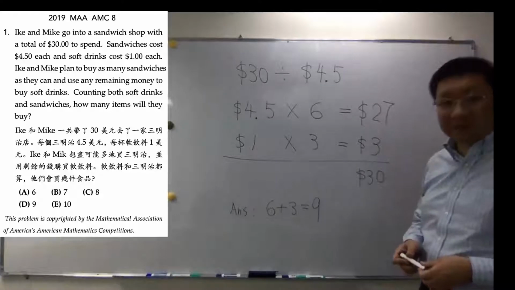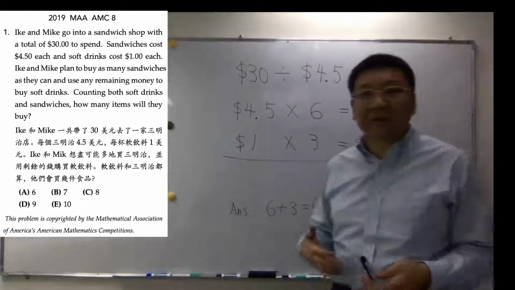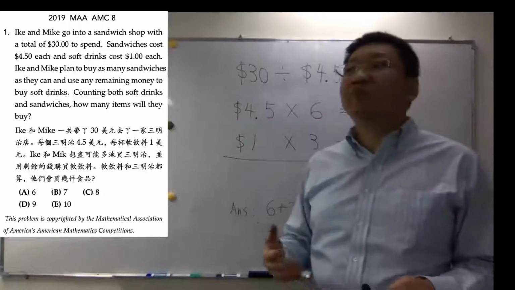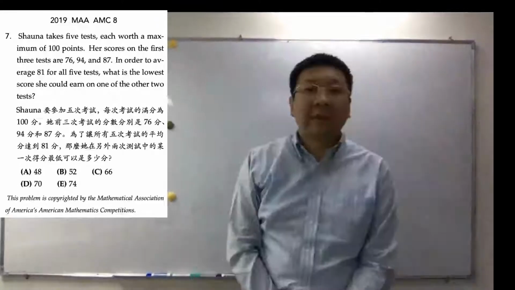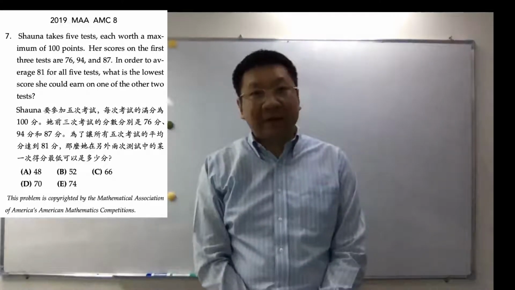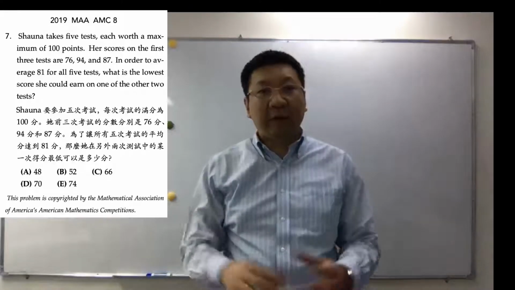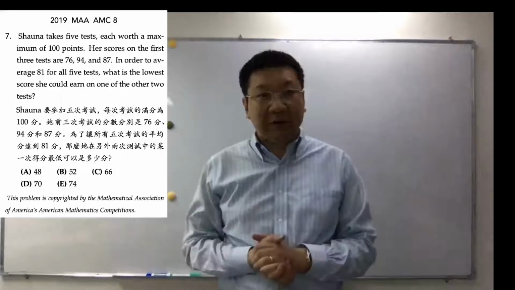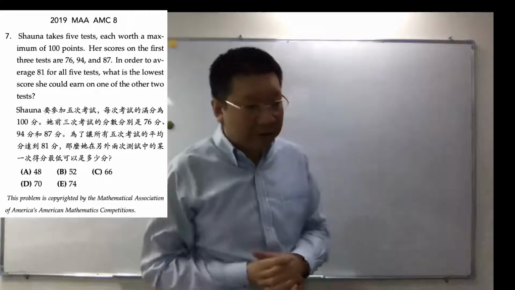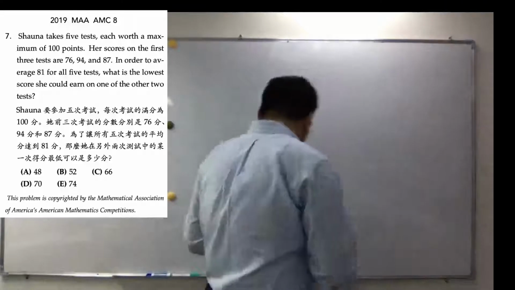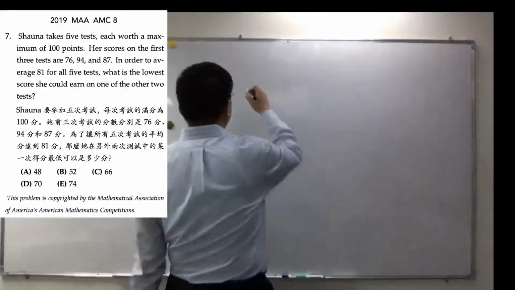That is question 1. And we should aim to finish easy questions like question 1 definitely within a minute and maybe in 30 seconds. The next word problem is question 7, which is a problem about average. So a person takes 5 exams, 3 already finished, and with some scores, 76, 94, and 87.